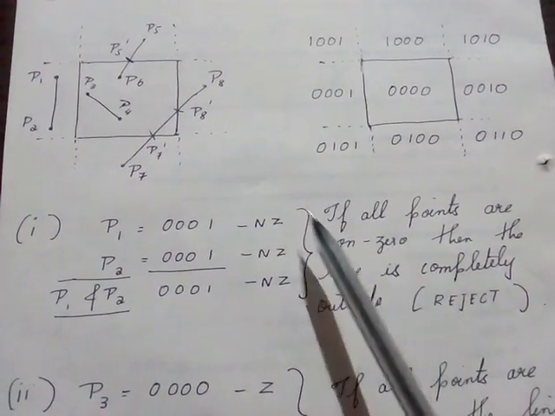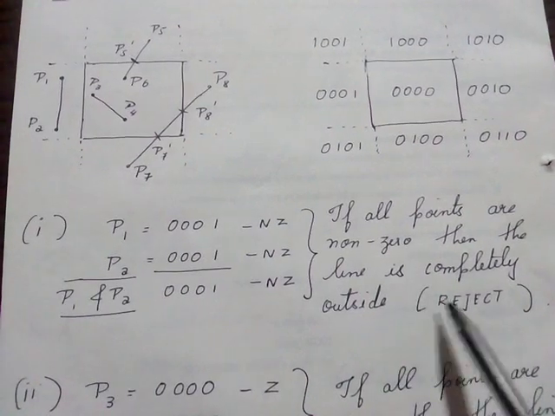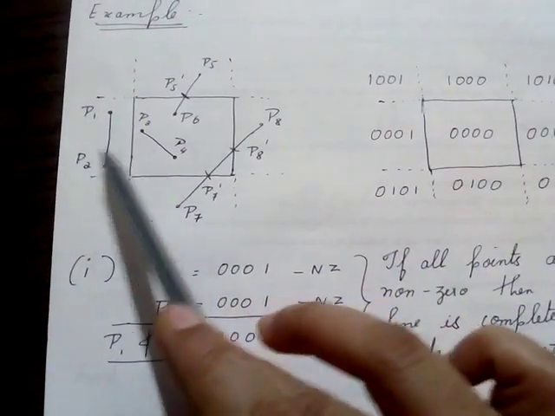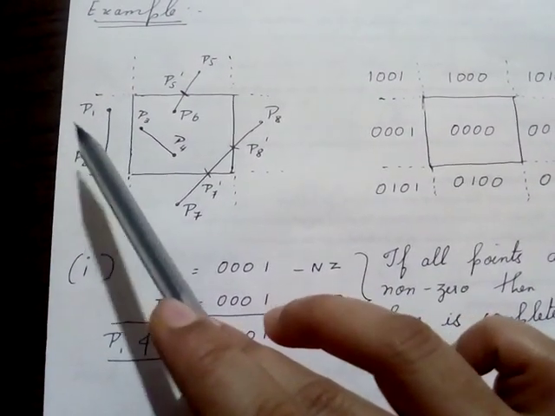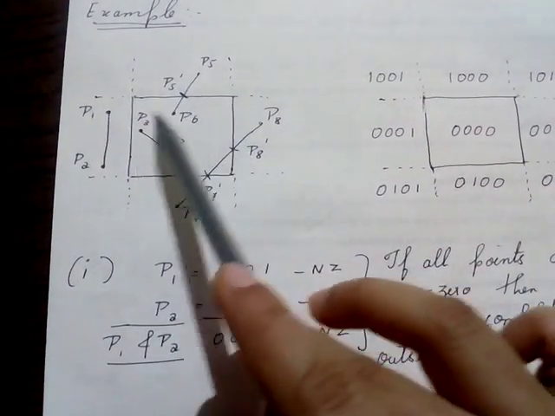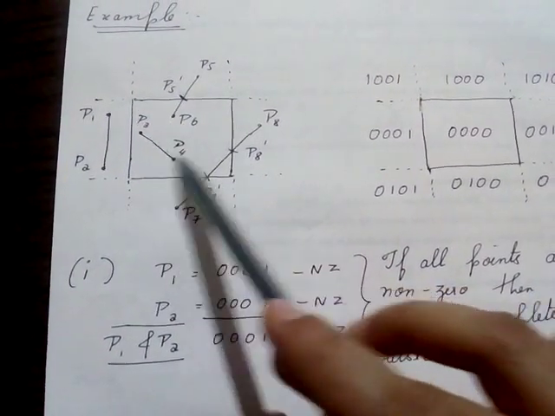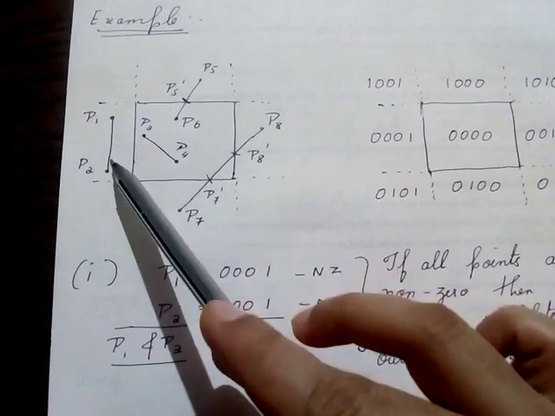If all the points are non-zero, then the line is completely outside. You have to reject this line. You have to not accept it. You can only display the lines which are inside the window. Okay, so this is rejected.